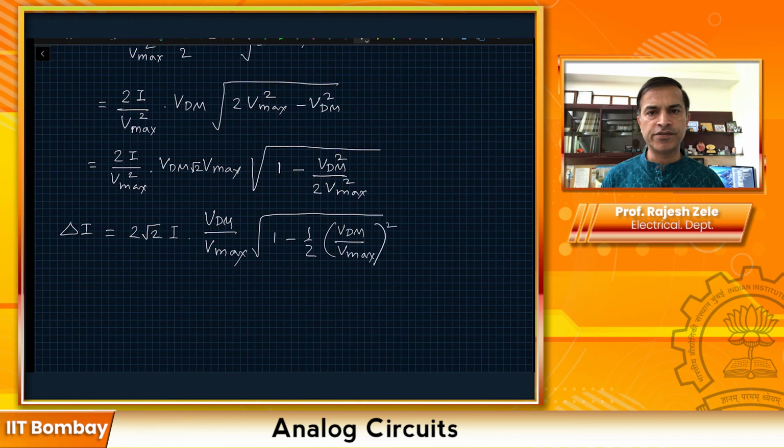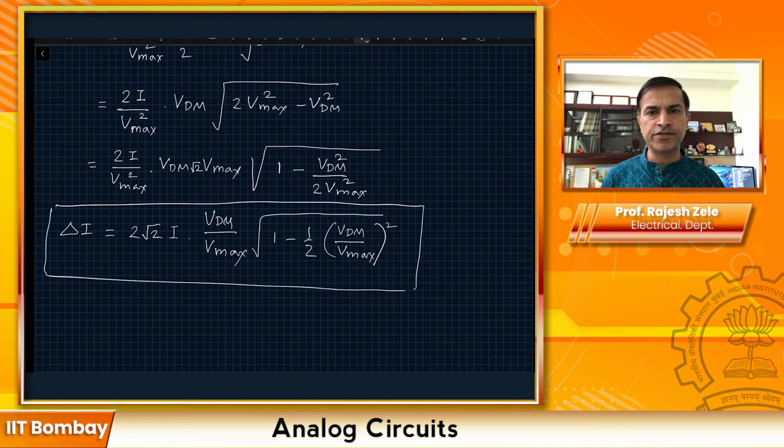So what this expression is telling us is that when you substitute VDM equal to Vmax, you will see exactly that delta I will look like 2 times I. So this particular equation accurately reflects the transfer characteristics. Delta I is equal to 2 root 2 I VDM divided by Vmax, and square root of 1 minus half VDM divided by Vmax squared, the whole term.